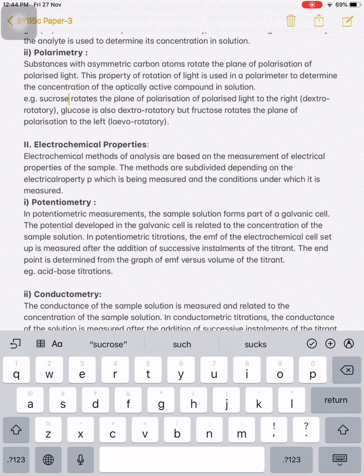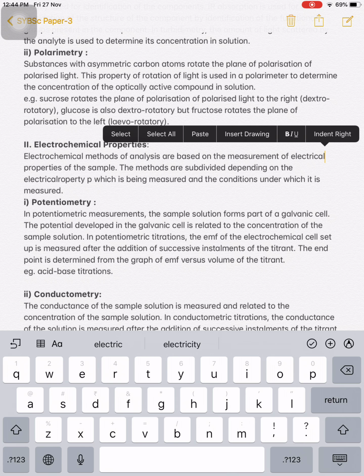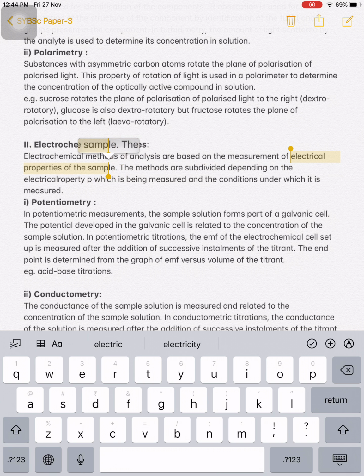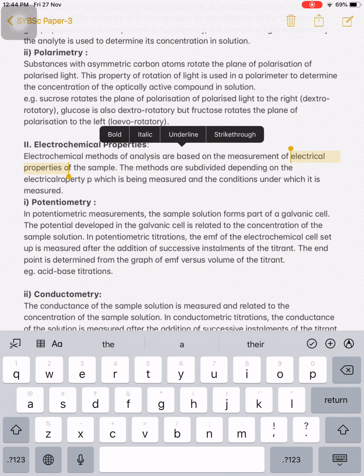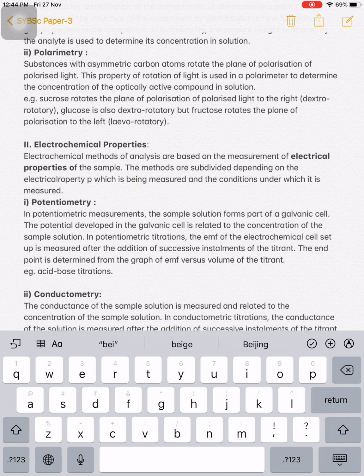The second is electrochemical properties. Electrochemical methods of analysis are based on the measurement of electrical properties of the sample. So in this case, we are going to measure the electrical properties of the sample in these electrochemical instruments. The methods are subdivided depending upon the electric property which is being measured.